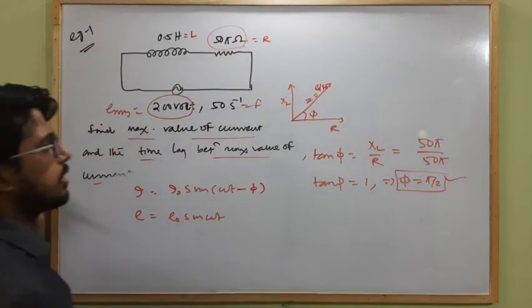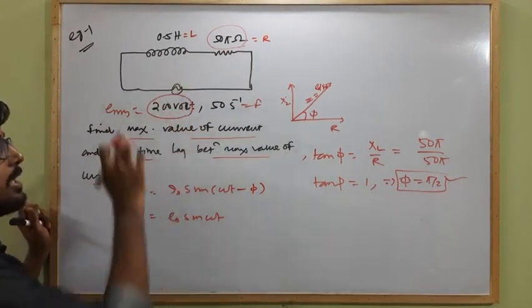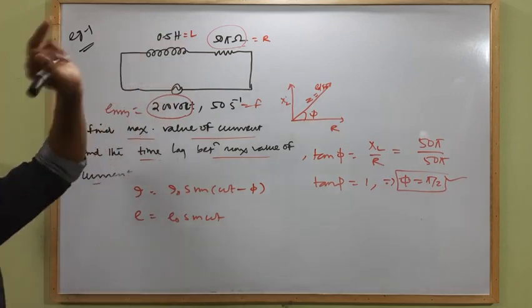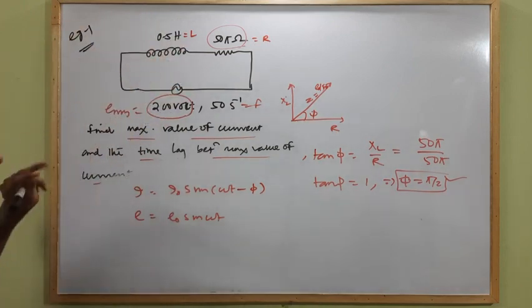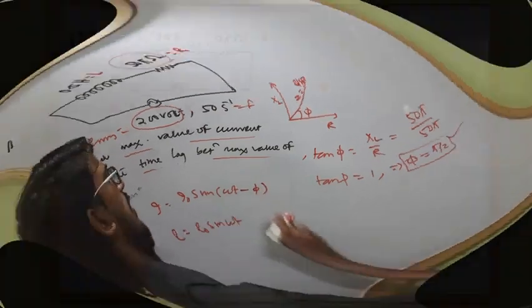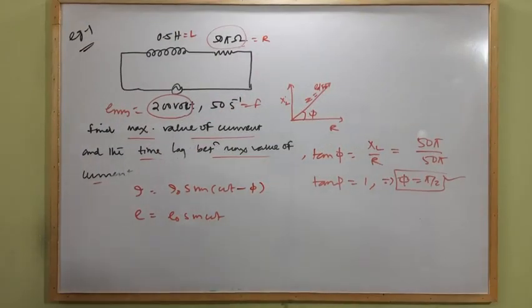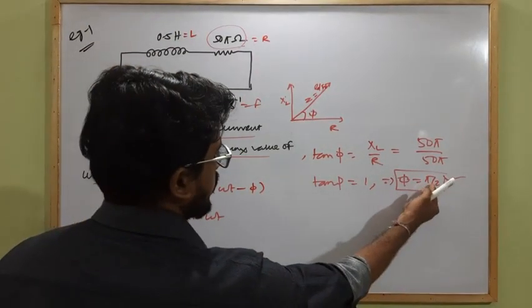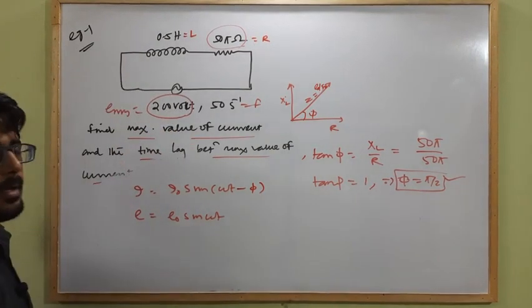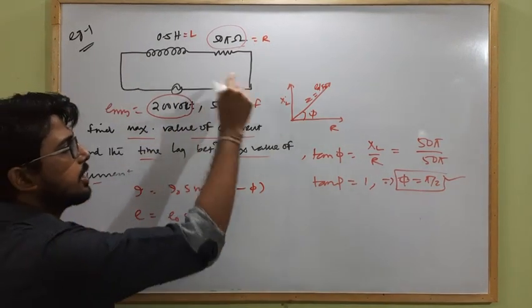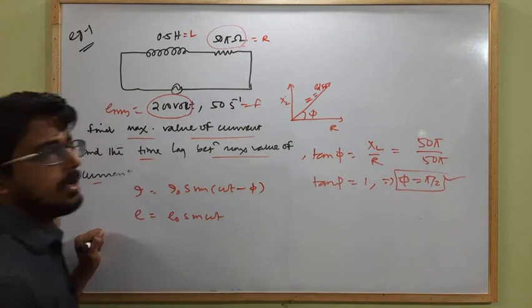This is the phase difference between EMF and current, and in an LR circuit the EMF leads the current by phi. So from this we will get what? This is the phase between EMF and current, that is pi by 2. So the current in the LR circuit lags behind the EMF by pi by 2 radian.